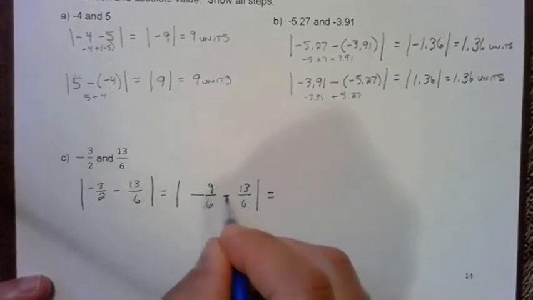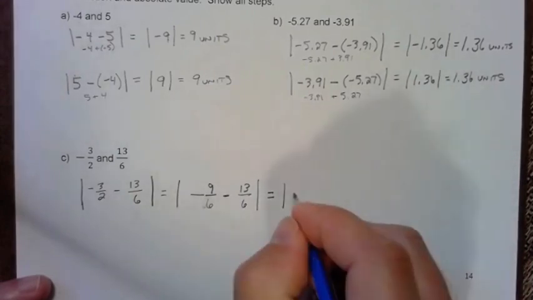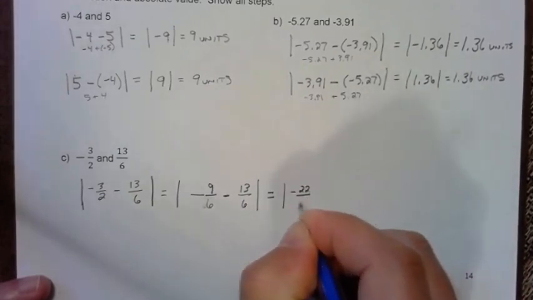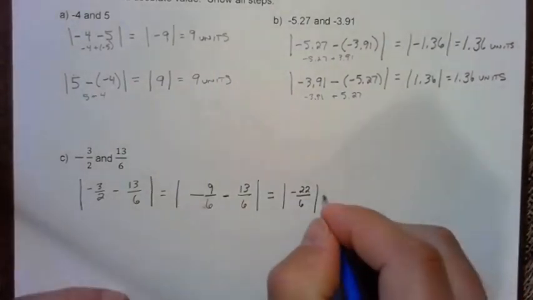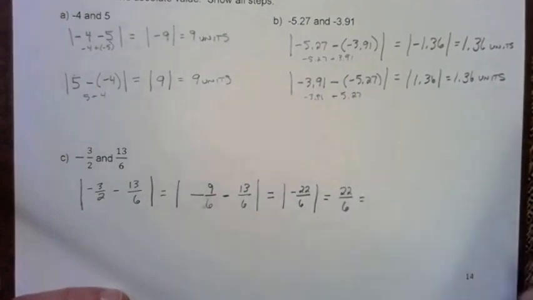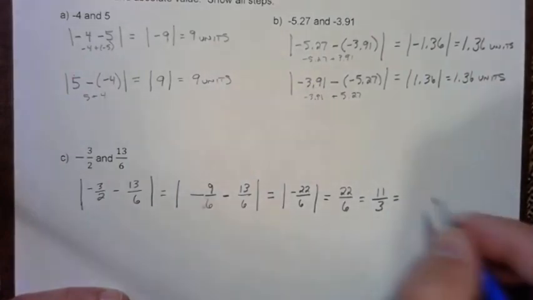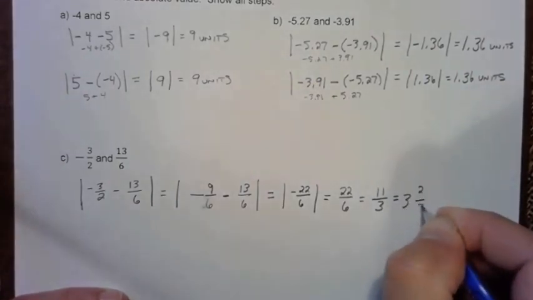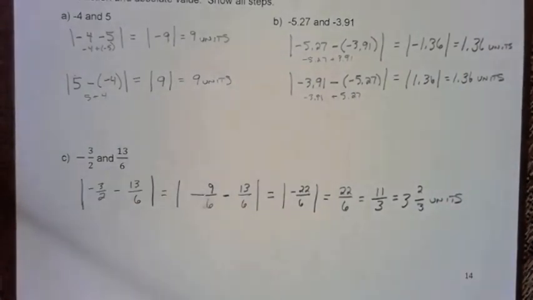So that's going to give me the absolute value of -22 sixths. And then if I do the absolute value of -22 sixths, I get 22 sixths, which I can then simplify down to 11 thirds. And that is equivalent to 3 and 2/3 units. Okay, so these two fractions on the number line are 3 and 2/3 units away from each other.